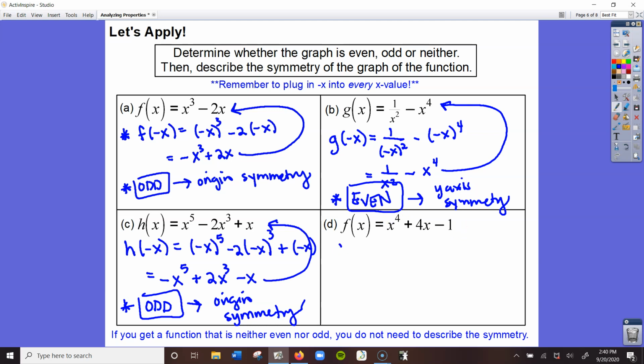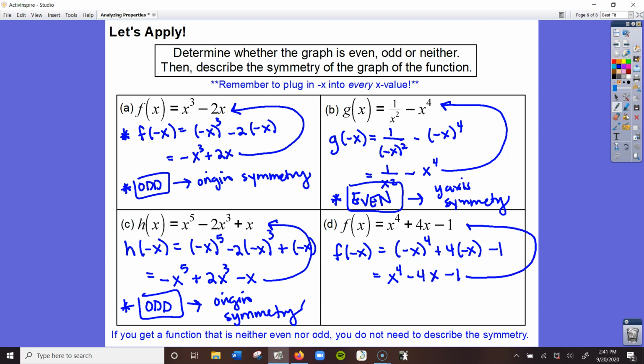For this last one here, we're going to go ahead and plug in negative x again. And we get negative x raised to the fourth plus 4 times negative x minus 1. When we clean this up, negative x raised to the fourth becomes positive x to the fourth. Then this will be minus 4x minus 1. And if I compare it to the original, I see that x to the fourth remained the same sign, but the 4x changed signs. So since one didn't change, but one did, I already know that this function is neither even nor odd, and I cannot state anything about its symmetry.